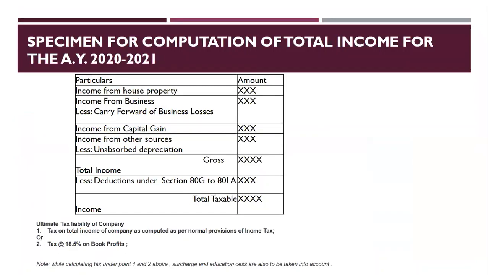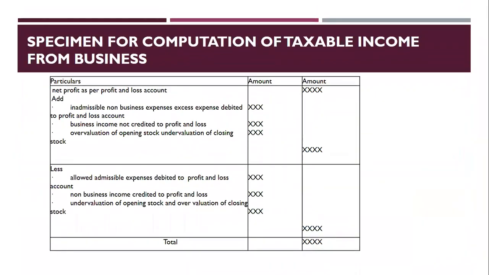Okay, next we'll go. By adding these three items, you will be getting one total. Next, you'll be minusing: less allowed admissible expenses not debited in profit and loss account.